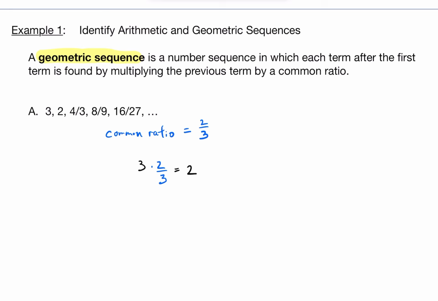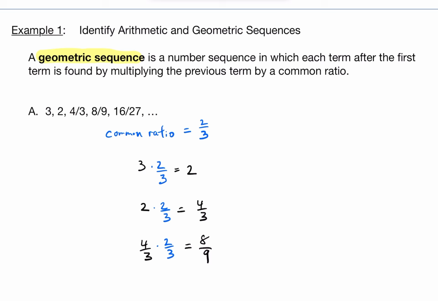Then we're going to do the same thing again. We're going to take the second term and we're going to multiply that by 2/3. And when we do, we get 4/3. And you'll see that that's the third term. Let's just test it one more time just to make sure that this is correct. We're going to take that third term, which is 4/3, and multiply that by 2/3. And that works out to 8/9. As you can see, 8/9 is exactly the term after 4/3.